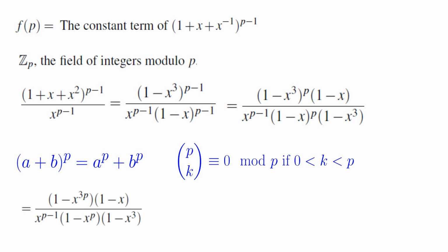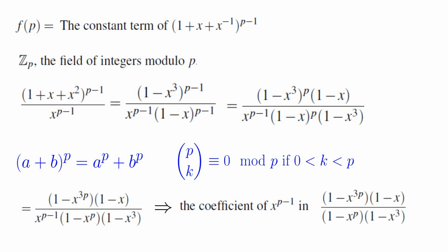(1 minus x cubed) to the power of p is going to be (1 minus x) to the power of 3p. 1 minus x, we're going to keep it untouched, and we're going to simplify (1 minus x) to the power of p as 1 minus x to the power of p, and then multiply it by 1 minus x cubed. In order to find the constant coefficient of that, we could multiply by x to the power of p minus 1 and look at the coefficient of x to the power of p minus 1 in (1 minus x)^(3p) times (1 minus x) divided by (1 minus x^p) times (1 minus x^3).